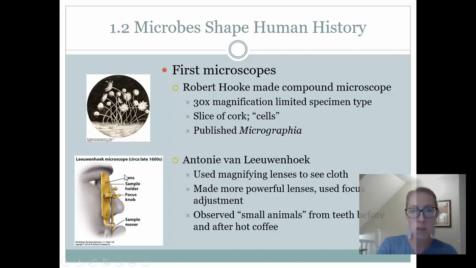It's very different than the microscopes that we looked at in chapter 3. So our lens is here. This is where you would view, and the specimen sat up on top of the sample holder. You had a focus knob, and then you could move the sample up and down so that you could look at it in multiple directions.